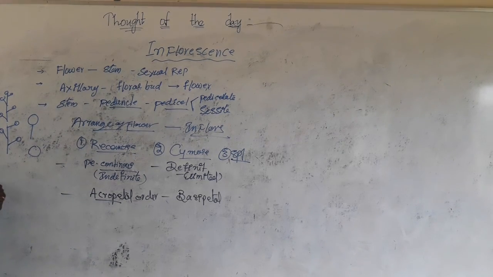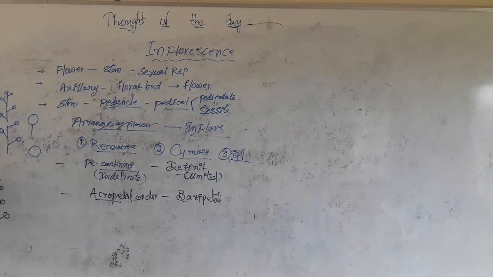For example, this is the peduncle, the peduncle of a racemose inflorescence. The peduncle grows continuously, and it produces many flowers in acropetal order. What is the acropetal order of flowers? Acropetal order means: this is the base of the peduncle.